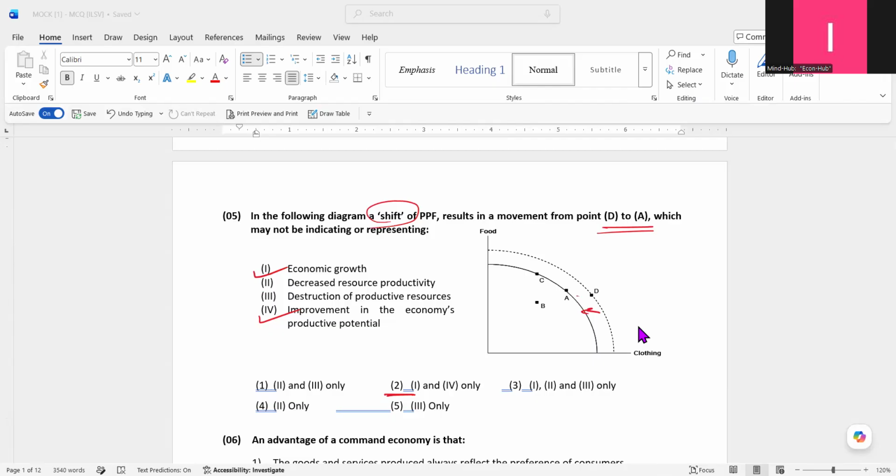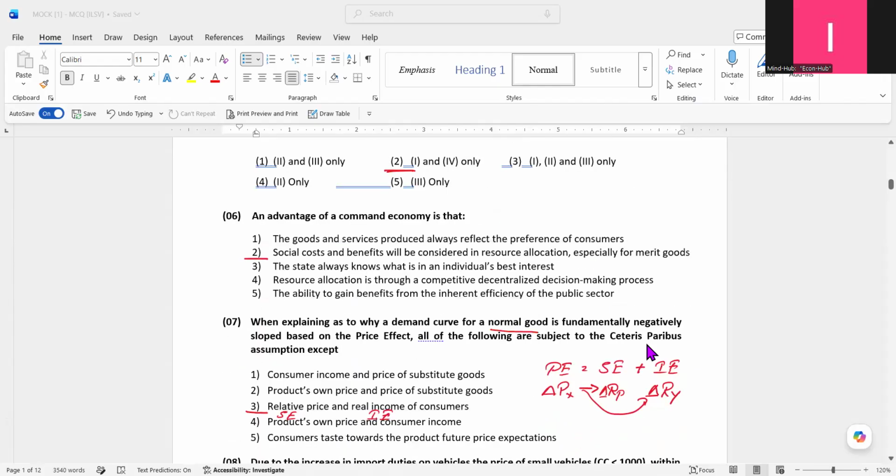Economic growth creates an outward shift. And number 4, improvement in the economy's productive potential, then also there is an outward shift. So basically number 4 is again talking about economic growth. Whether it's economic growth or improvement in the production potential, it is an outward shift, not an inward shift. So therefore 1 and 4 should be in the correct answer. Answer number 2.